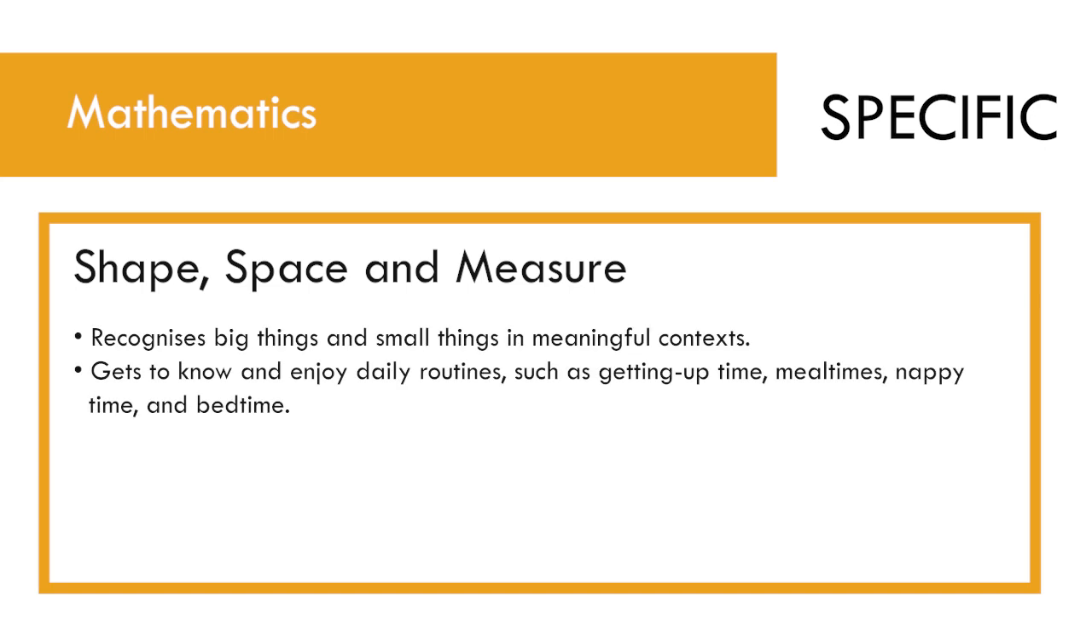Mathematics, shape, space and measure. Recognises big things and small things in meaningful contexts. Gets to know and enjoy daily routines such as getting up time, meal times, nappy time and bedtime. So this is all about exploring different objects and looking at how some of them can change. So for example, a sponge, if you put it in water, can be squeezed and the shape can change. Also exploring the different characteristics of objects such as a ball, so rolling a ball, helping them to notice the different movements that certain objects can make.